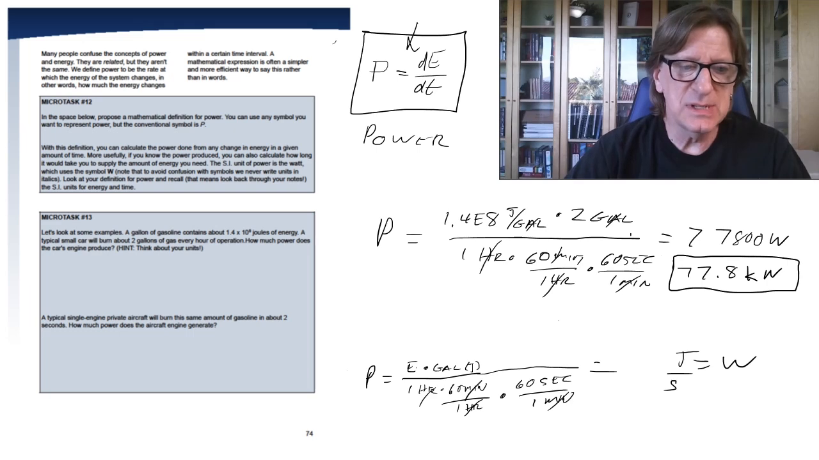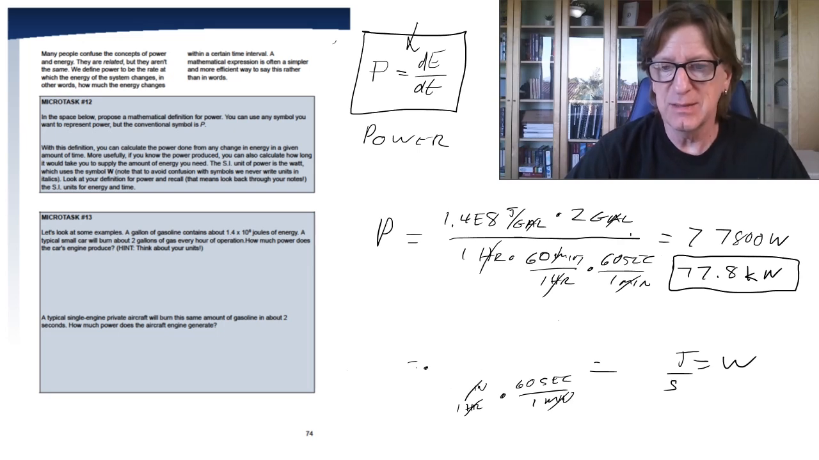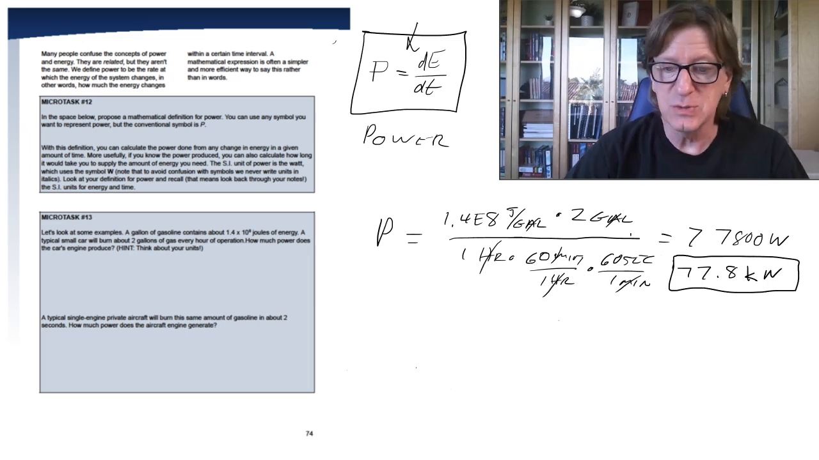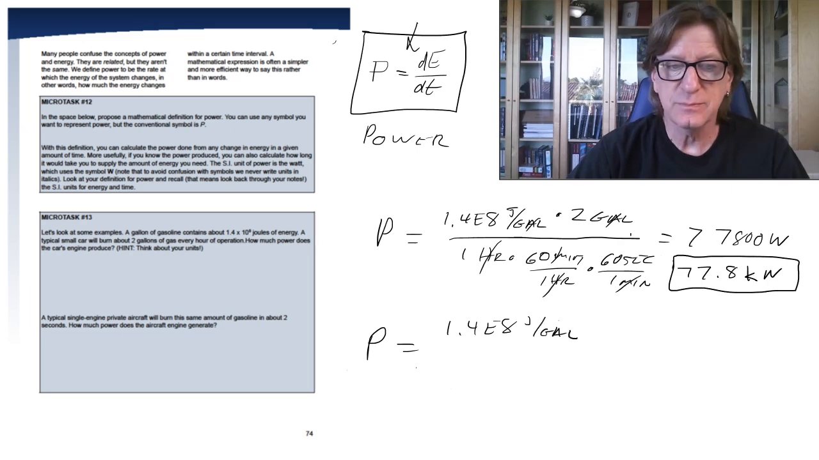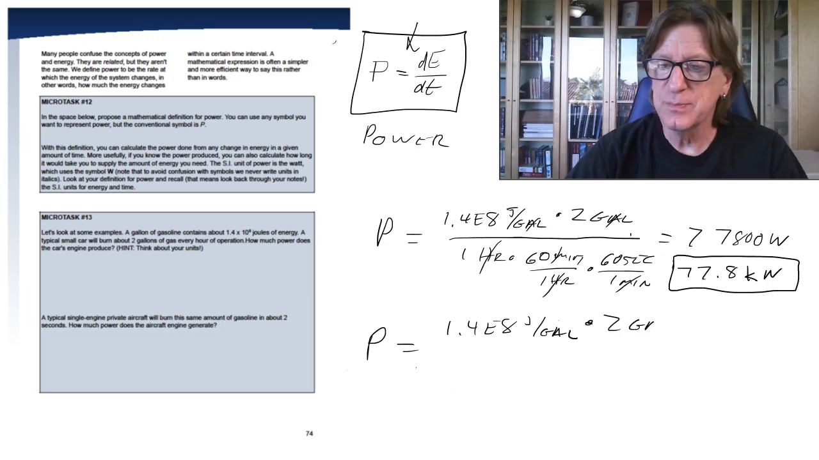All right, so the next one says a typical small engine private aircraft will burn the same amount of gasoline, about 1.4 times 10 to the 8th joules, in about 2 seconds. So we want to know how much power the aircraft engine generates. Well, we've got the same issue. We just need to make sure that our units work. So I want to know the power. I know that it's 1.4 times 10 to the 8th joules per gallon. And again, we have 2 gallons because we were told it was the same amount of gasoline.